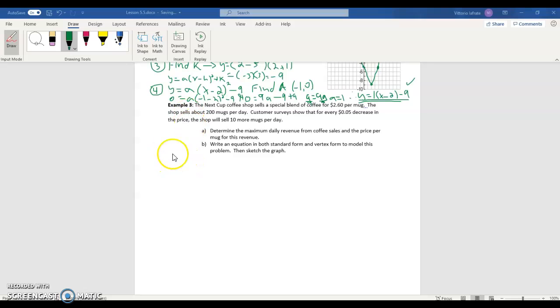This is part 3 of lesson 5.5. We're going to do the last problem here together, example 3.